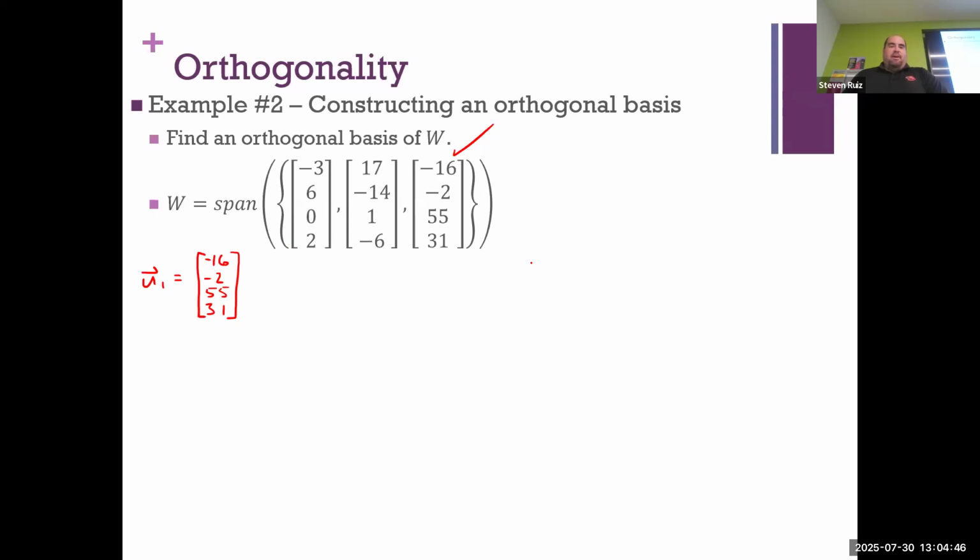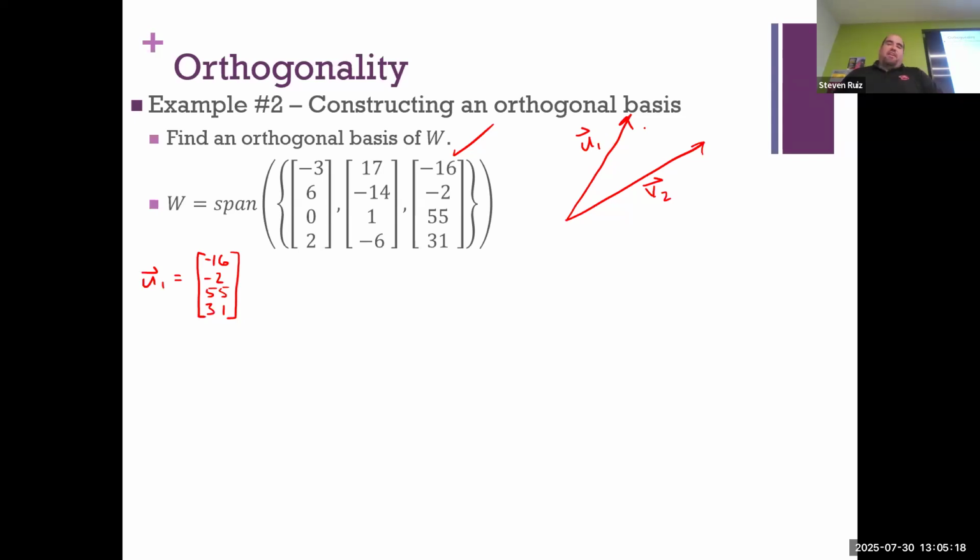So let's do this. I've drawn this little schematic diagram a bunch of times, but just to remind you what we're doing here. This vector down here on the bottom, I'm going to call V2. And this one right here, I'm going to call U1. So these are not orthogonal.